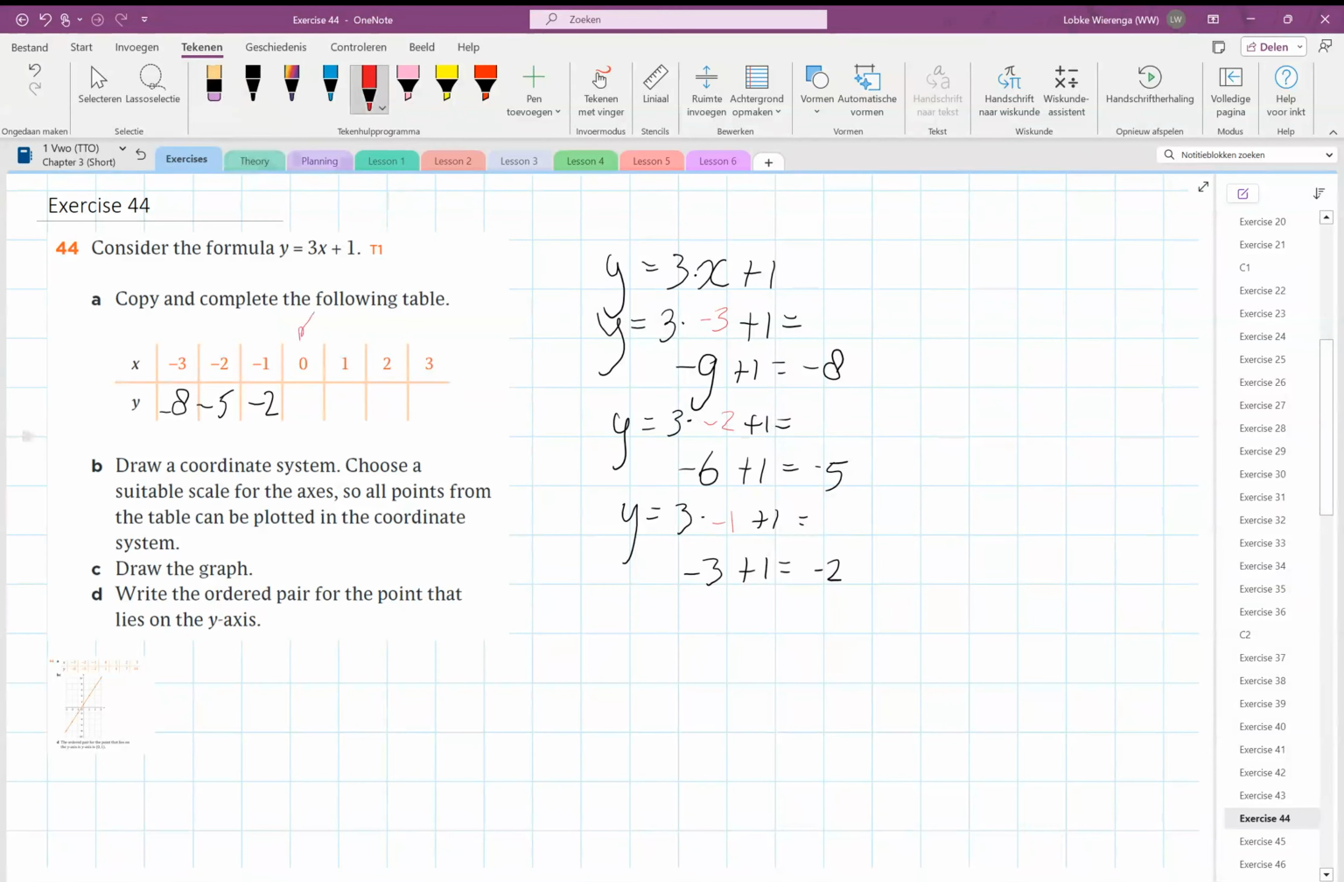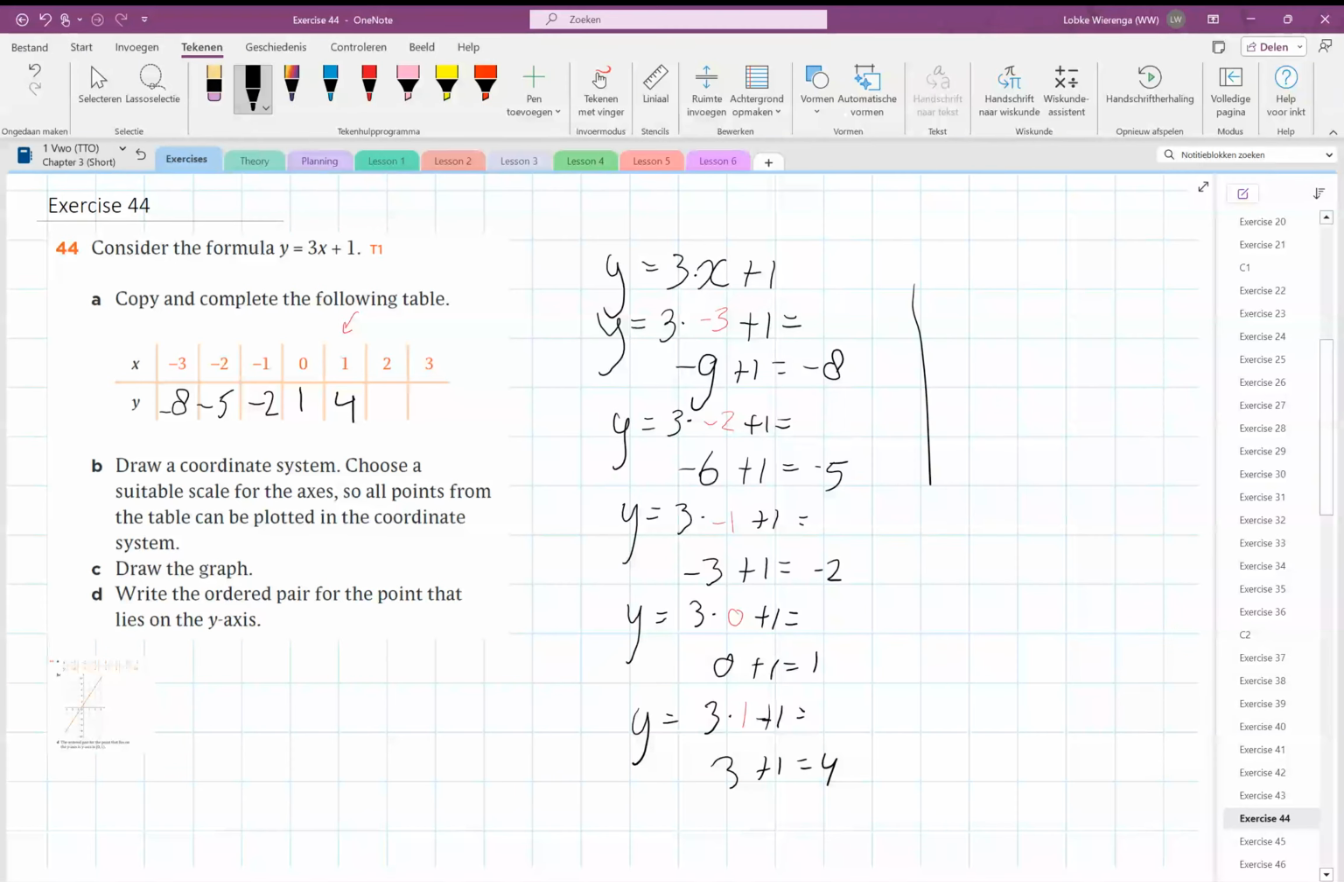Next one, we replace it with a 0. So you get y is 3 times 0 plus 1, which is 0 plus 1, and that's 1. And the next one, we replace the x with a 1. So you get 3 times 1 plus 1. That's 4. I'll continue on the right over here.